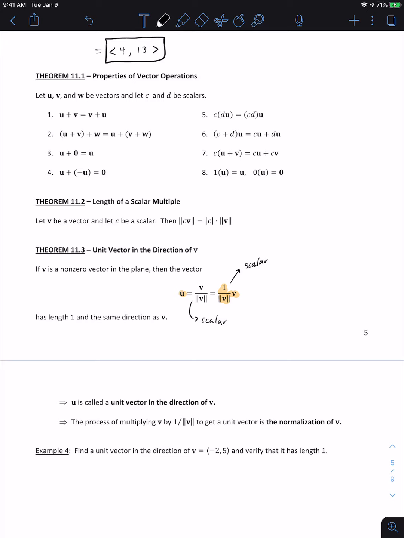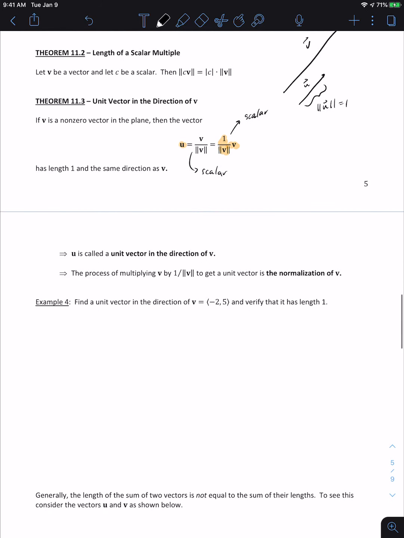So again, the process of multiplying by 1 over the magnitude of v is called the normalization of the vector v, but again, it just means shrinking it down to being of length 1. Right? So for example, if this was my big old v, then u, the unit vector, is this guy, so it's the same direction, except the magnitude of u is going to be 1. So it's just like shrinking down a vector.